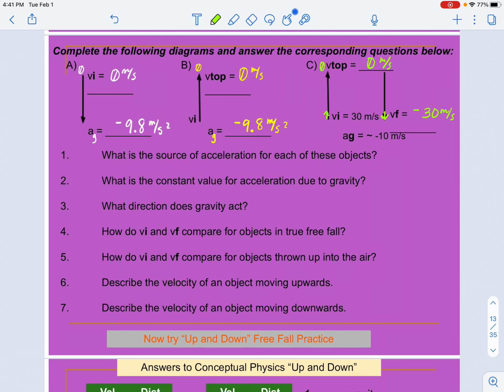What is the source of acceleration for these objects? That is gravity. Sorry, let's try again.